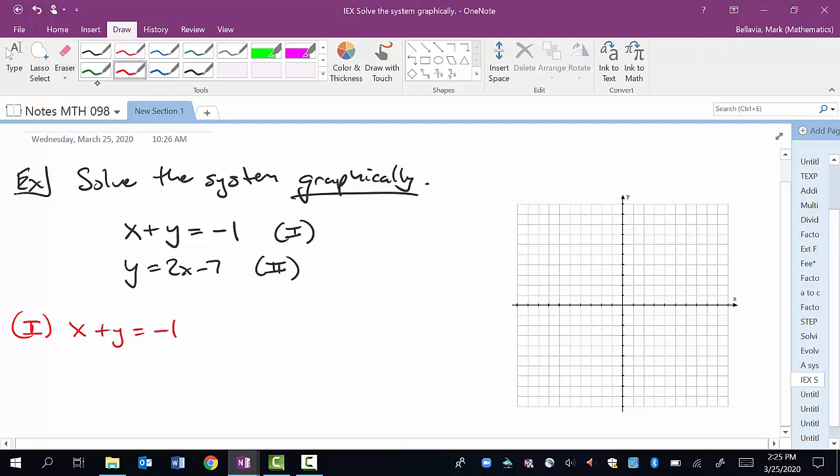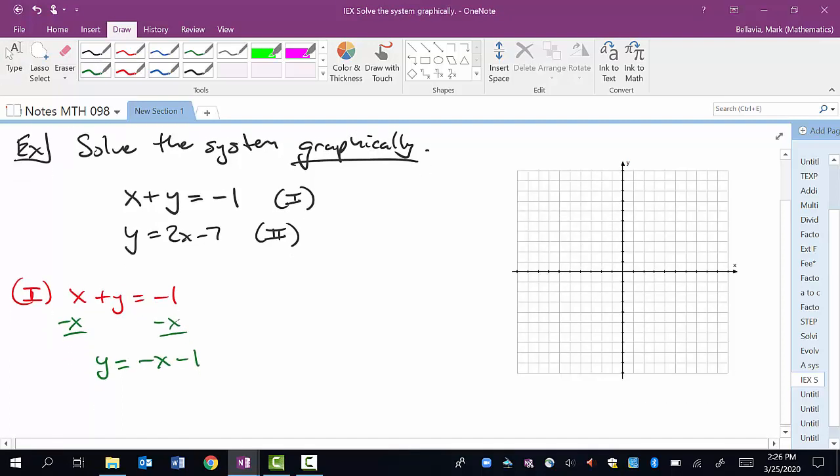I want to get this into y equals mx plus b form. I'm going to subtract x from each side. So you get y equals negative x minus 1. Remember, they're not like terms. Keep the sign with the term.